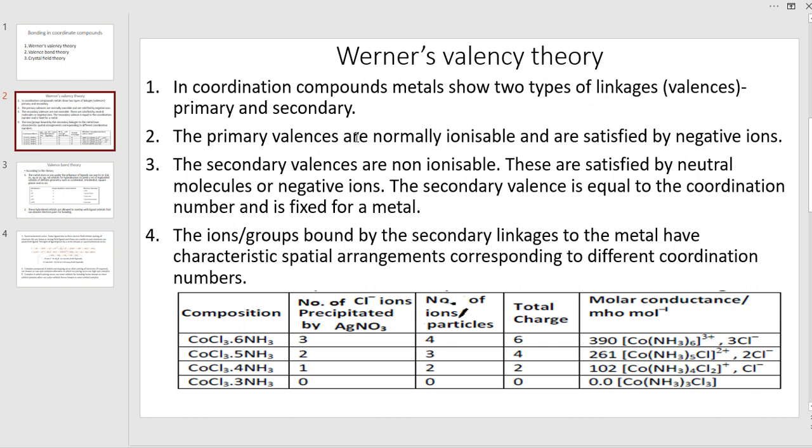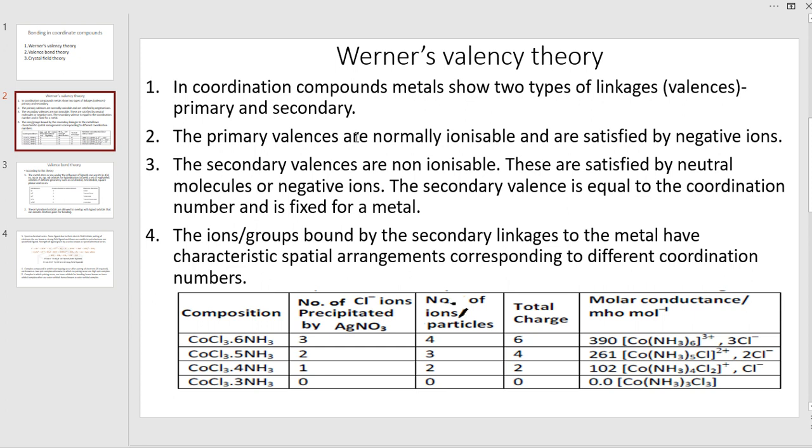the primary valences are normally ionizable and are satisfied by negative ions. Nowadays, the primary valence is considered as the oxidation state of the central metal atom, central metal ion. That would be considered as primary valence. That would be satisfied by negative ions according to Werner.